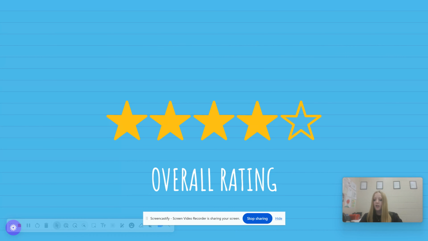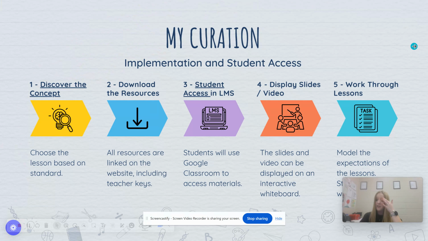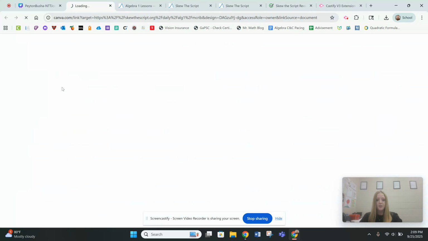So here is my curation of how I implemented it and how my students accessed it. The first thing we did was discover the concept. So going back to Skew the Script's website, the concept we used was quadratics, and the unit's overall question, as I stated earlier, is why is the McRib always back?